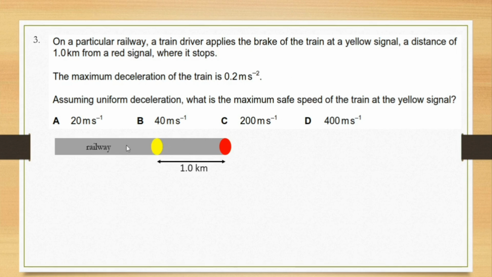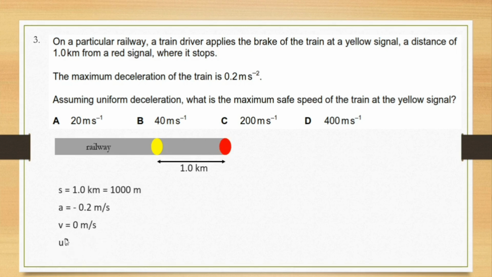I'm going to write down the given quantities here. The distance from the yellow to the red signal is 1,000 meter, 1 kilometer. The maximum deceleration is 0.2 meter per second squared, and it is negative because it is decelerating. And then V is 0. The velocity at the red signal should be 0.